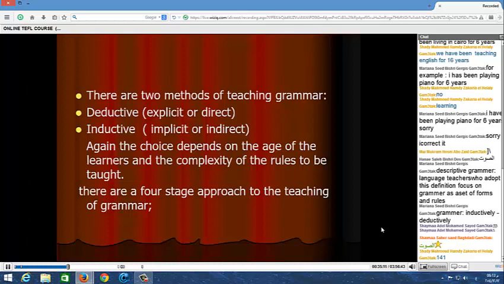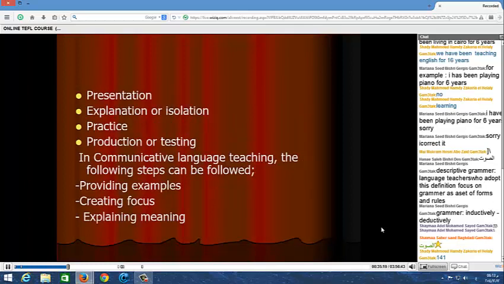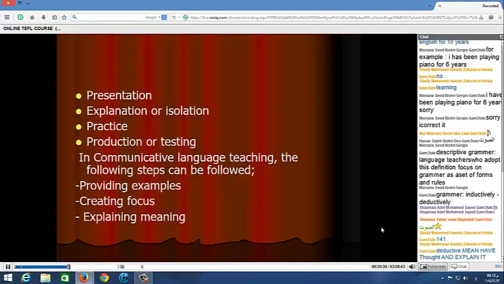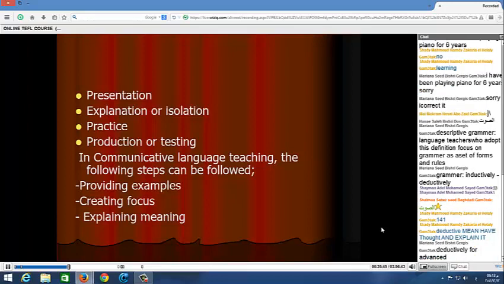ننتقل ضروري 4-stage approach to the teaching of grammar. لو كلمنا عن the steps we need to follow in presenting a grammatical exercise, the first step or the first stage is to make a presentation. Present as many examples as you can if you follow the inductive way of teaching grammar, and then ask the learners to guess the rule underlying these examples, how these examples have been formed, how they are used, and so on.